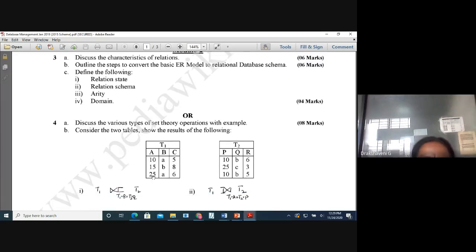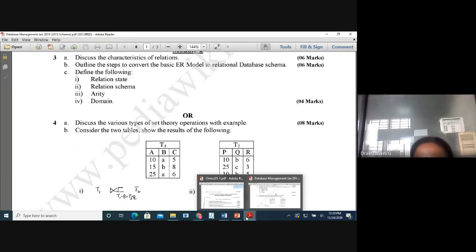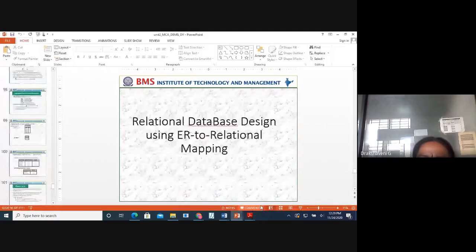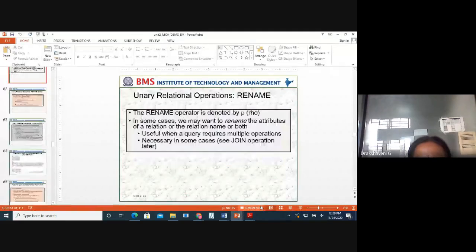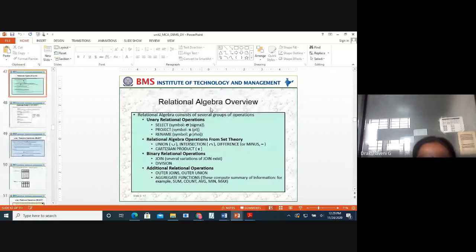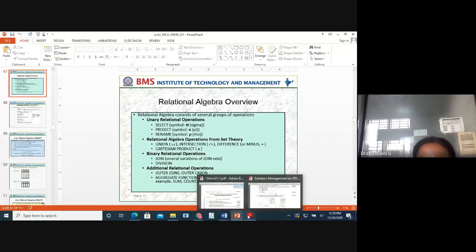Or they've asked you to discuss the various types of set theory operations. So what is set theory operation? Union, intersection, difference, all those which we have seen. So those you have to write here. So that is what the relational operations say to us. That is what the relational algebra is.